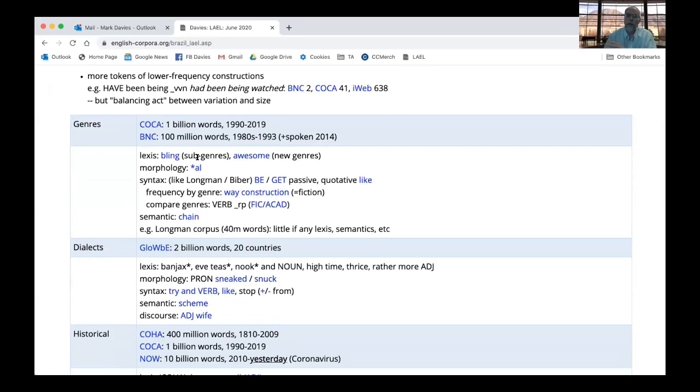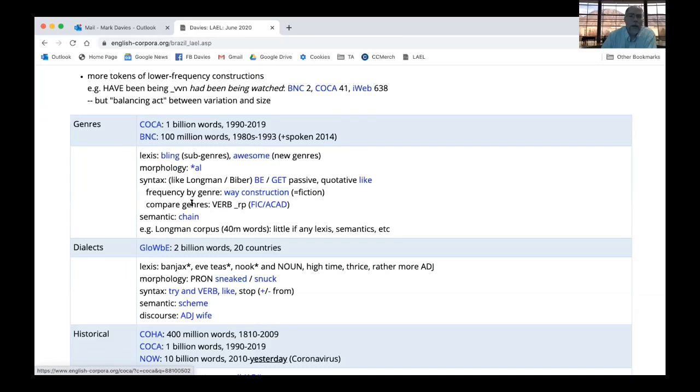Okay, so what I want to do is start out talking about looking at genre-based variation. I'll do this fairly quickly because I think most people are pretty familiar with this type of thing. Then I'll move on to dialects, especially historical.